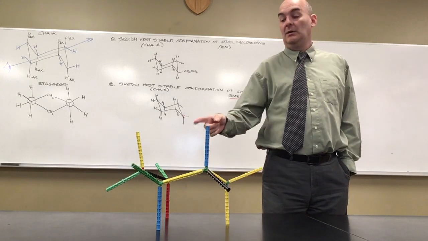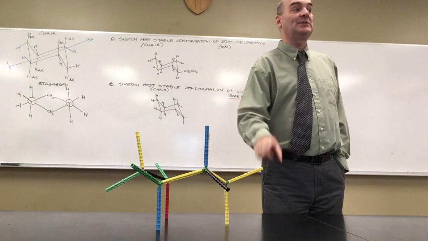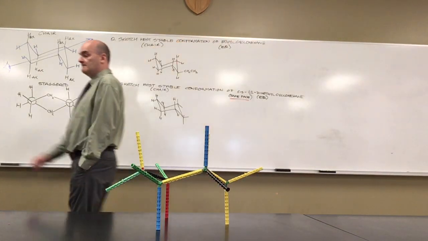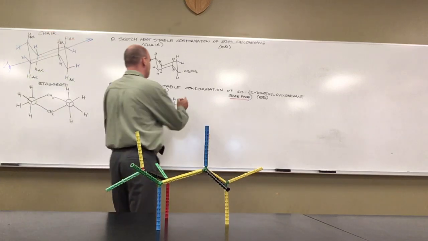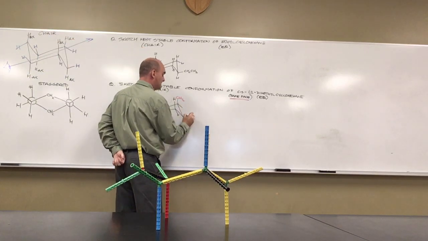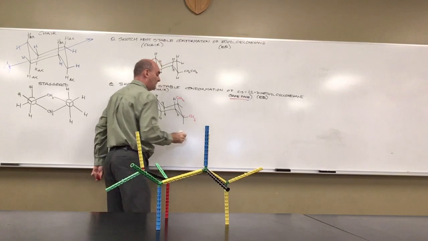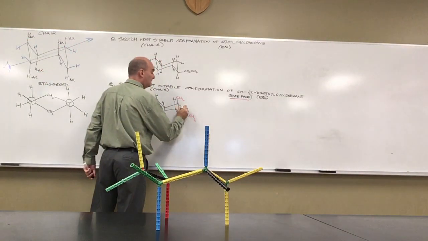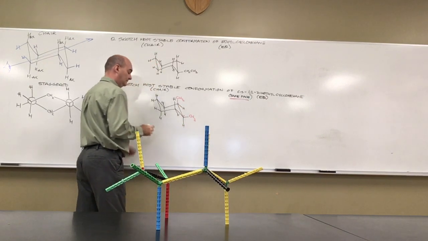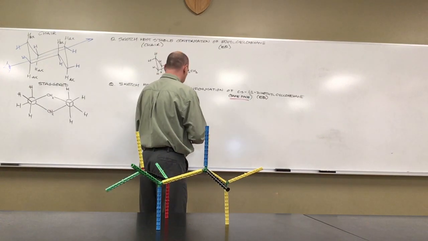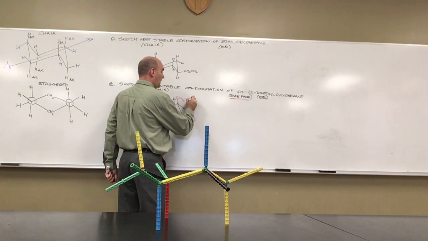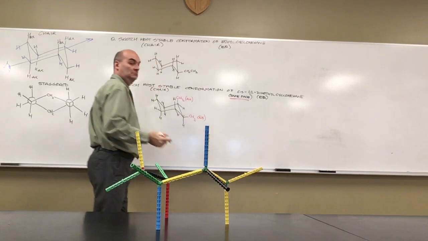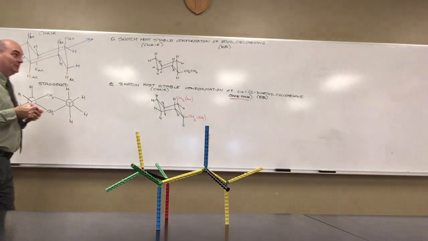Something has to give, but because both of those groups are the same as each other, I'm just going to split it. Compromise. So that one is axial and that one is equatorial, but they're both on the same face.